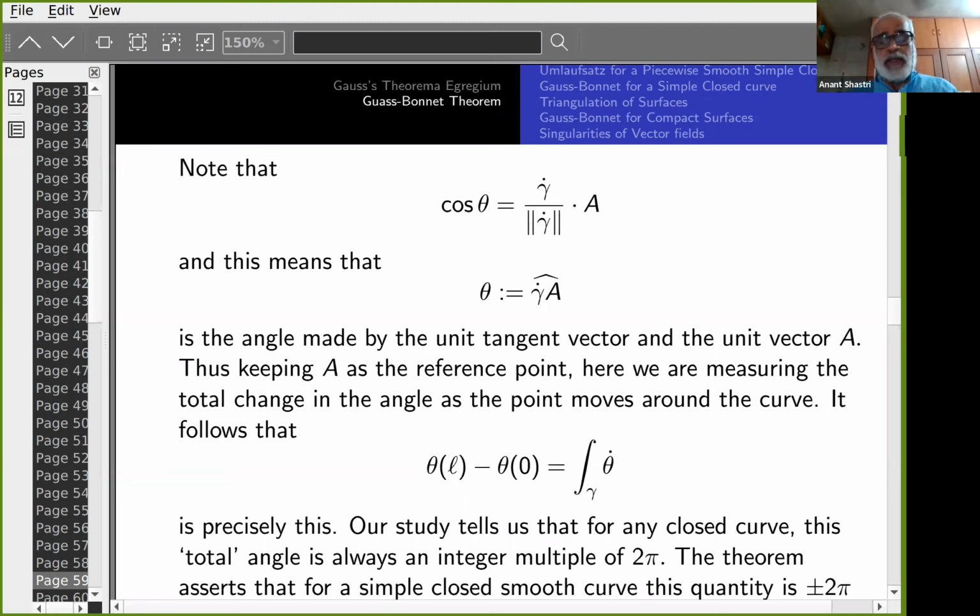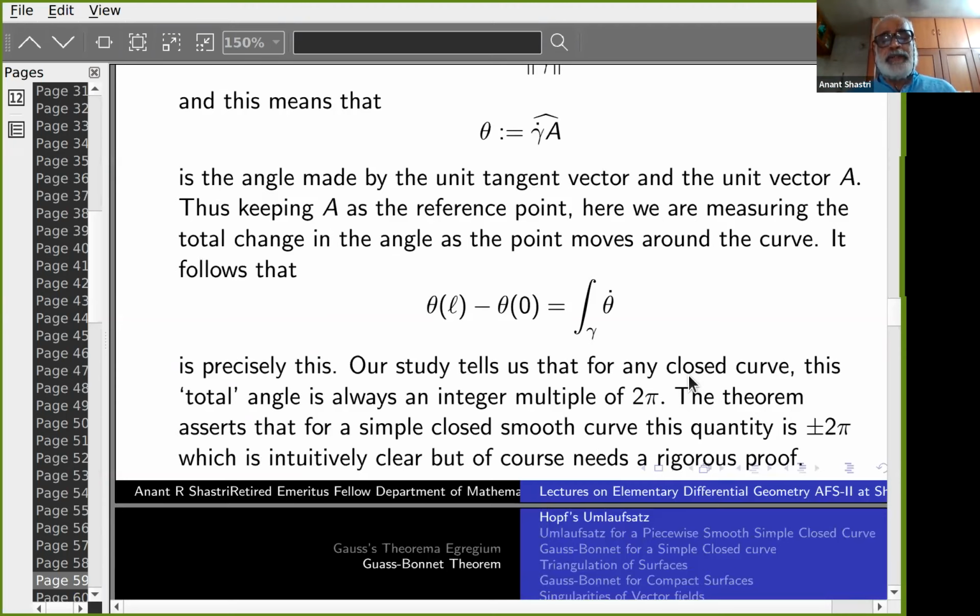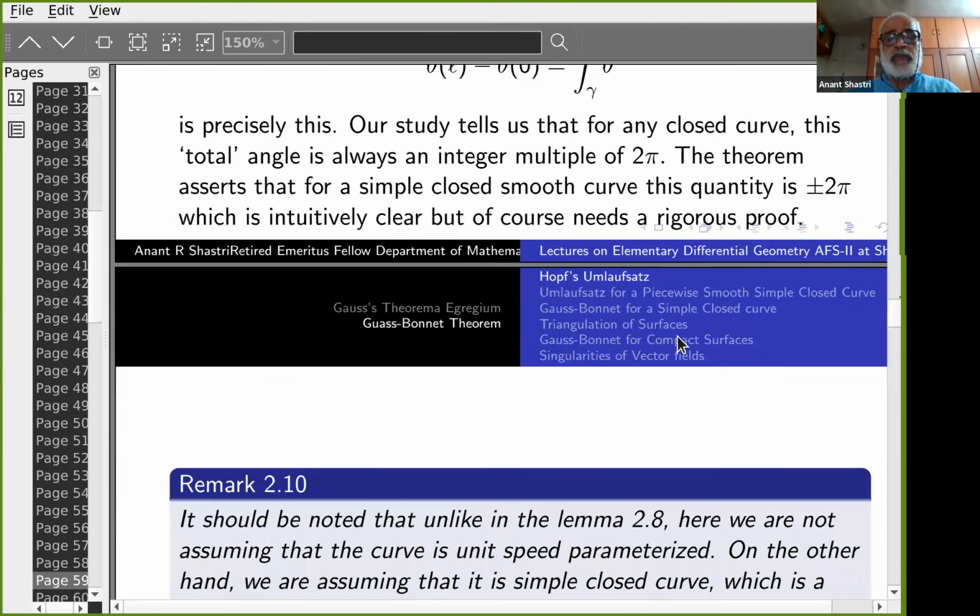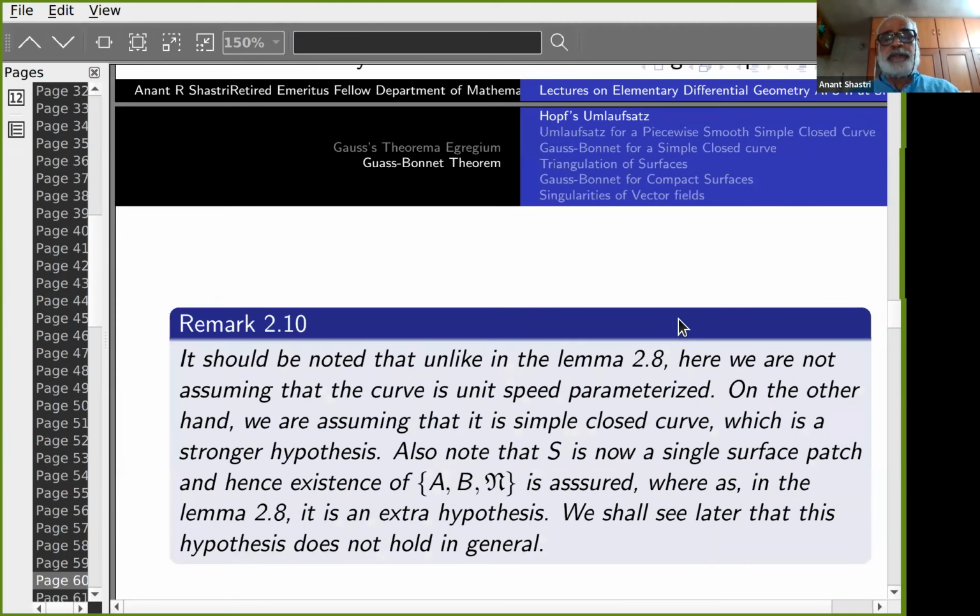The important thing here is that the curve is not a plane curve. It is on a surface patch, which is the important thing, not on an arbitrary surface. On an arbitrary surface, this theorem is not true. Okay, so let us see how we go about this.